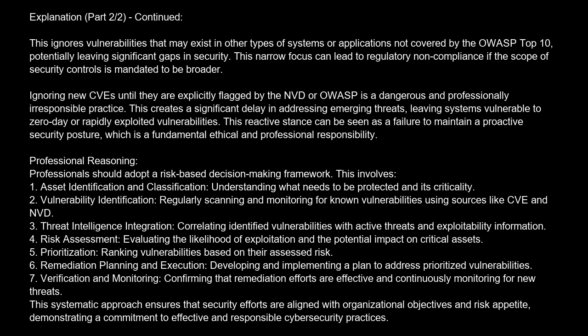Professional reasoning. Professionals should adopt a risk-based decision-making framework. This involves: 1. Asset identification and classification, understanding what needs to be protected and its criticality. 2. Vulnerability identification, regularly scanning and monitoring for known vulnerabilities using sources like CVE and NVD. 3. Threat intelligence integration, correlating identified vulnerabilities with active threats and exploitability information. 4. Risk assessment, evaluating the likelihood of exploitation and the potential impact on critical assets. 5. Prioritization, ranking vulnerabilities based on their assessed risk.